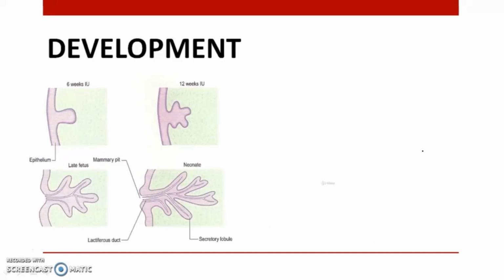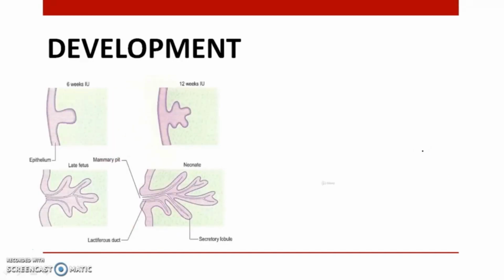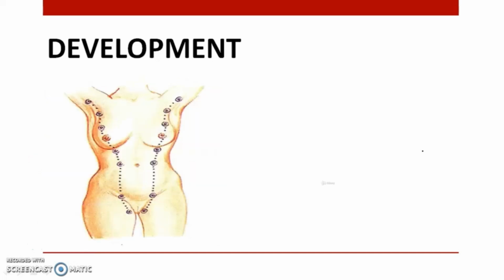Now moving to the development of the mammary gland. You can make out here in the intrauterine line how it is present. In the 6th week of intrauterine life, we have only a small elevation. Then the duct system develops. Later the duct system becomes more developed, and then we have alveoli formation.